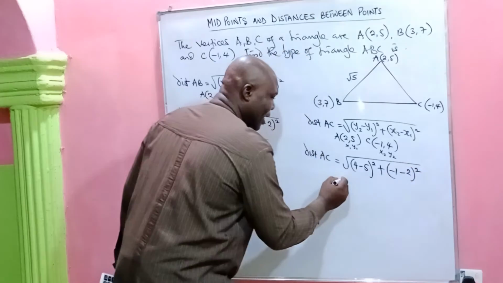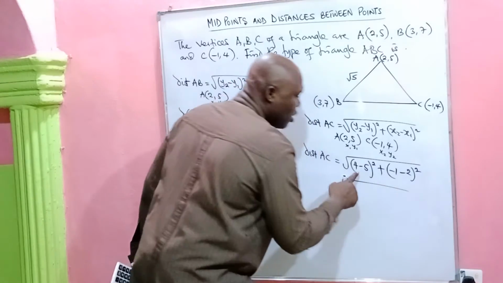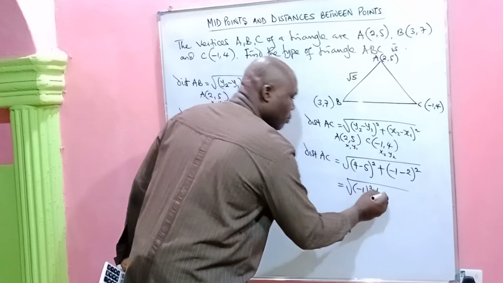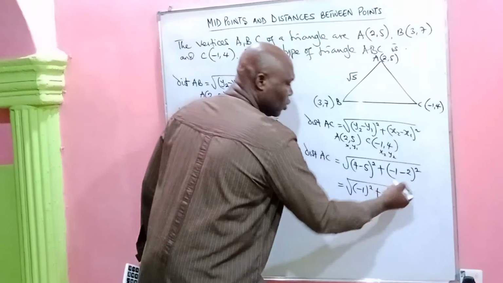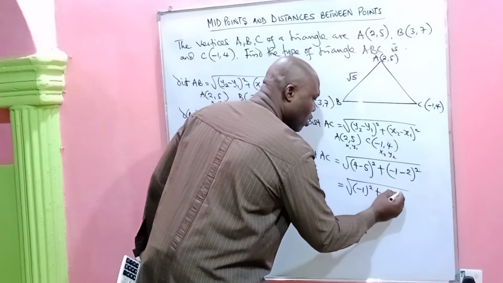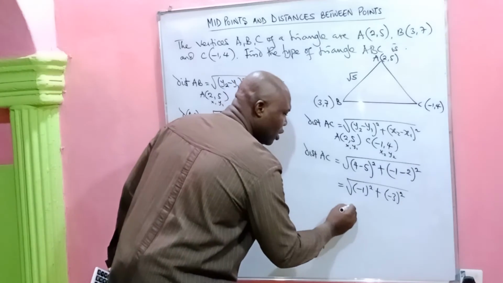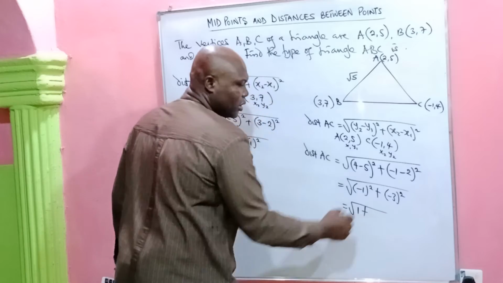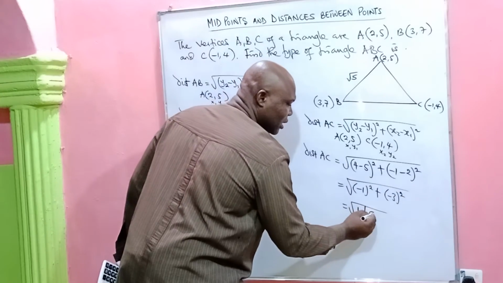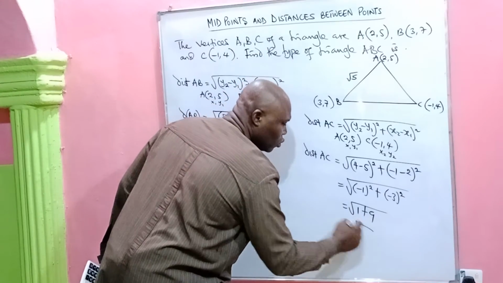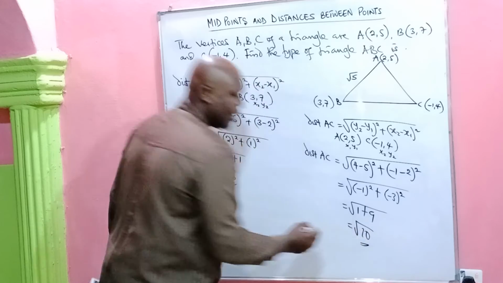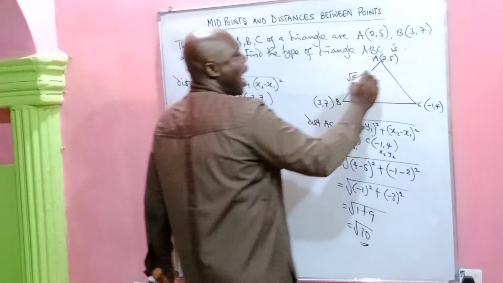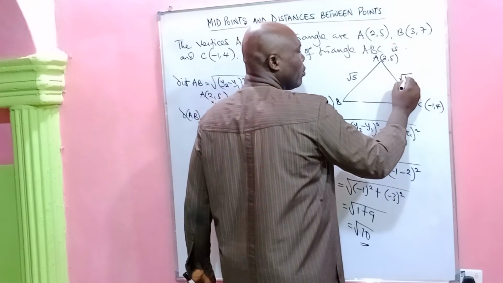All squared. So we are still simply going to have 4 minus 5 is -1 all squared plus -1 minus 2 will give us -3 all squared. So we are simply going to have -1 squared is +1 plus -3 squared is +9. So this gives us root 1 plus 9, which is root 10. So we've been able to calculate the distance AC as root 10.